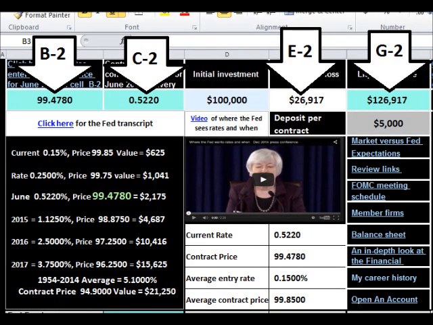Let's assume the Fed funds rate immediately goes in our favor and we never have an opportunity to cost average and add additional positions. Enter 99.4780 in cell B2. The rate will show in cell C2 of 0.5220, which is the Fed target for the June delivery 2015. The profit will show in cell E2 of 26,917. The liquidation value, G2, 126,917. If that should happen, we've outperformed the majority of the publicly offered funds.